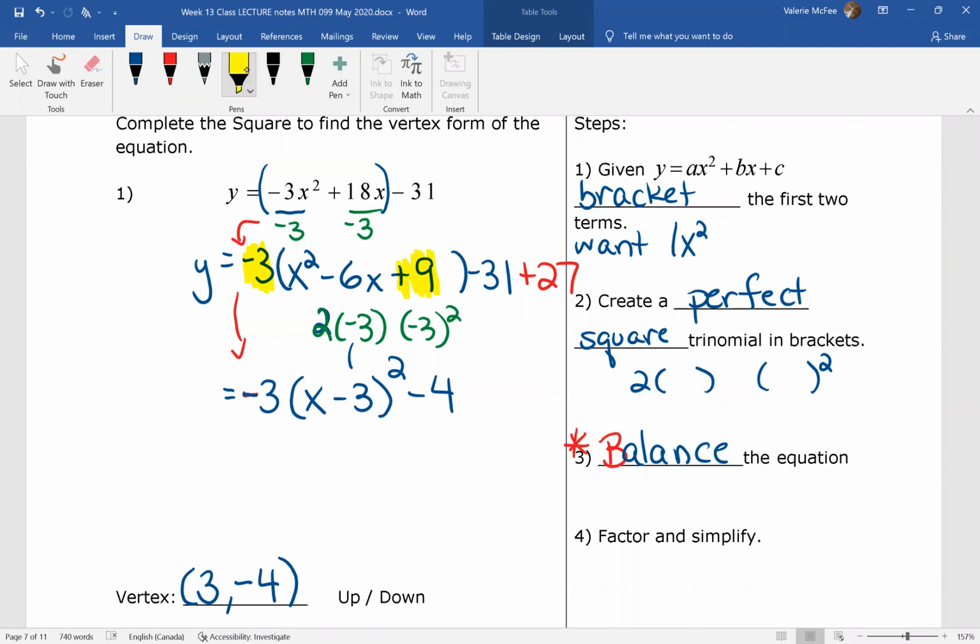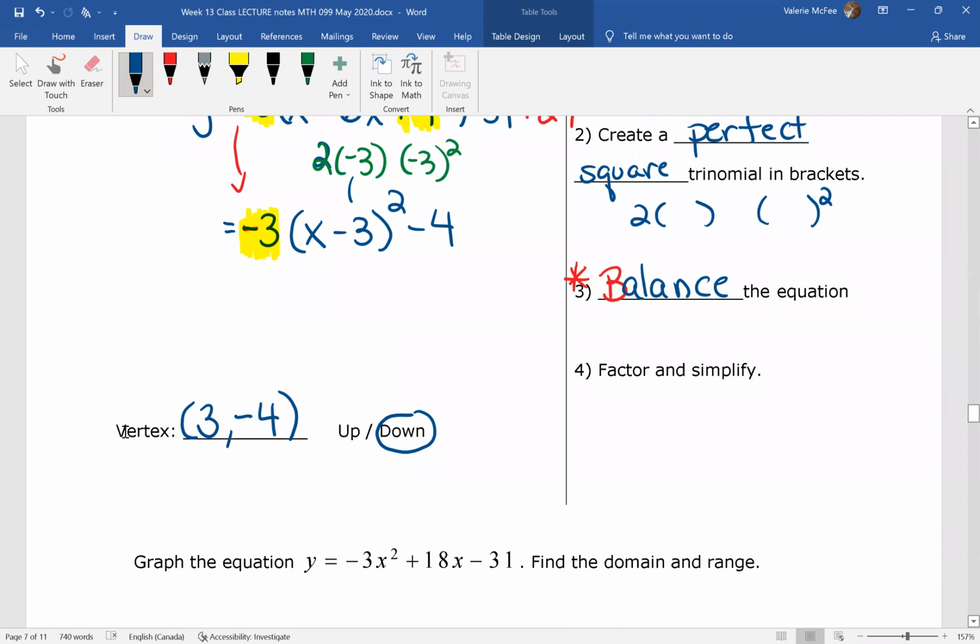When we're determining whether or not the function opens up or down, we look at a. We see that a is less than 0, and so this is going to open down. We're asking you now to graph this equation. We've changed it to vertex form. Let me write that here.